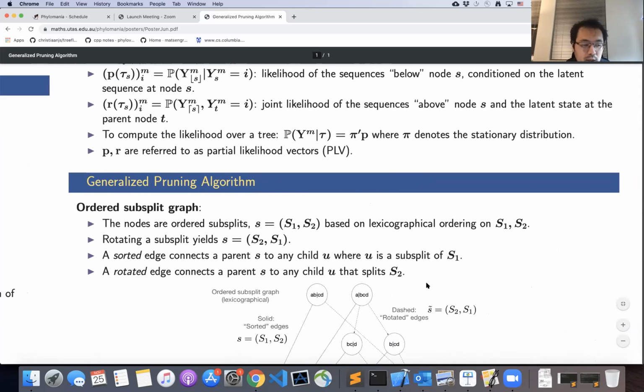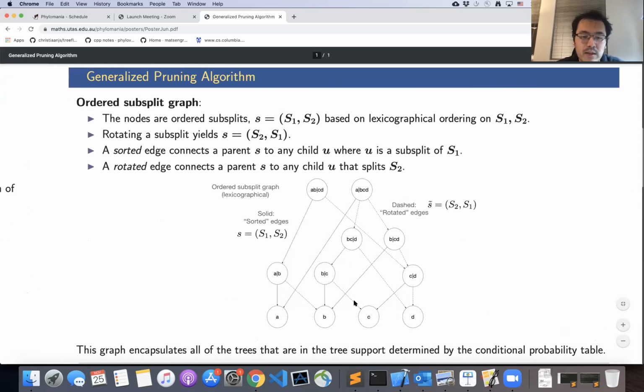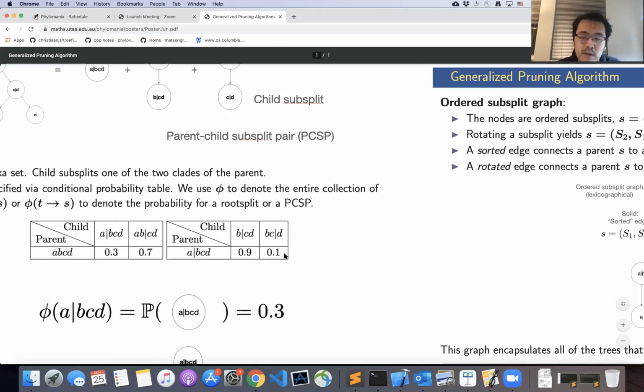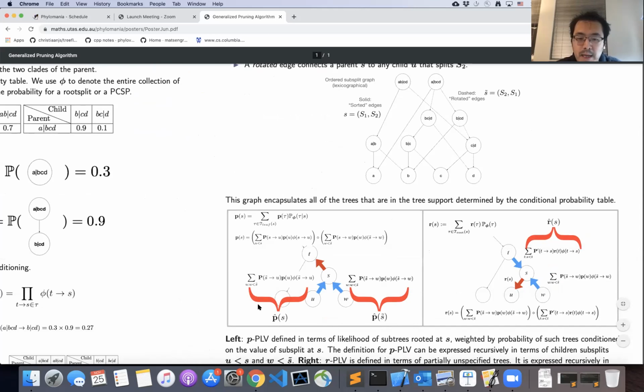My generalized pruning algorithm is not variational inference. We're trying to eliminate trees from parameter estimation so that we reduce uncertainty. So we built this graph called the ordered subsplit graph. This is basically a graph built on the subsplits. This graph encapsulates all of the trees that are in the support specified by this conditional probability table. And basically what we're going to do is pass the messages up the graph.